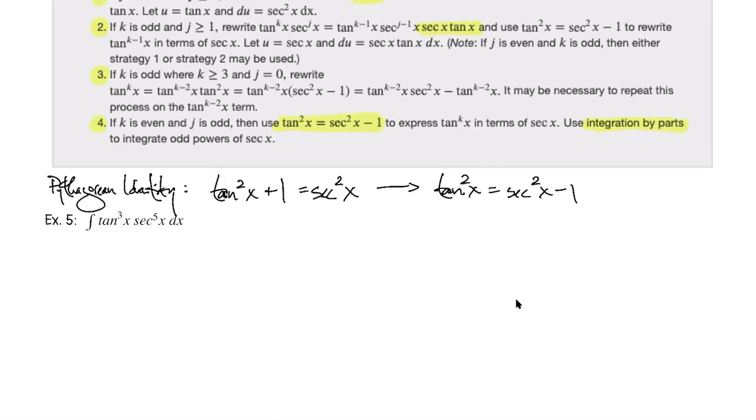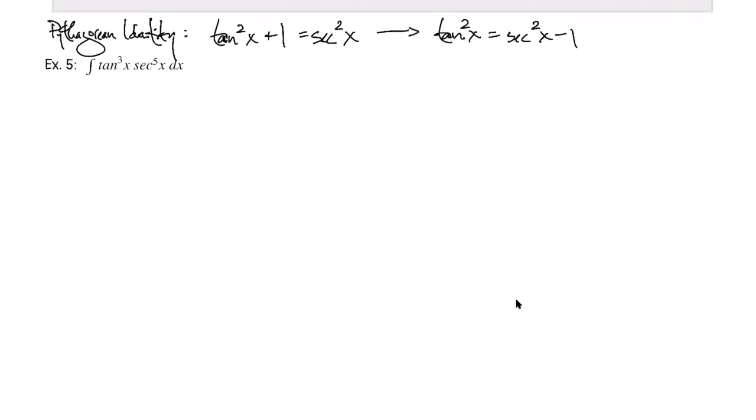I know this chapter has a lot of different rules and identities. Someone told me a while ago, but I never had to use them, so I forgot them. And we're definitely going to be using those now. All right, so let's take a look at example number 5.